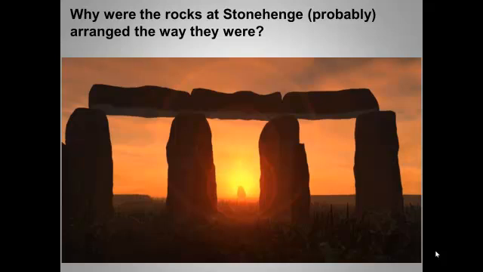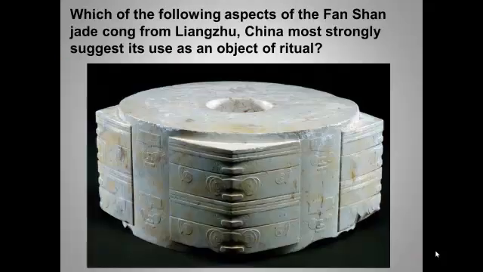So why were the rocks at Stonehenge probably arranged the way that they were? This photo, which will not appear on the test, gives you a very broad hint. But you have to know when this happened, what time of year. Just knowing that this photo shows a sunrise will not be enough to answer the question correctly. Okay, the image does not accompany this question on the test. I'm just helping you out.